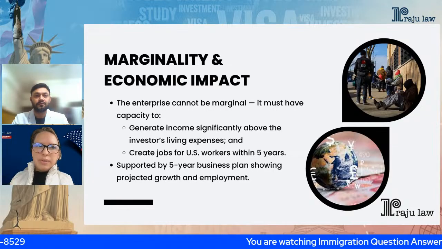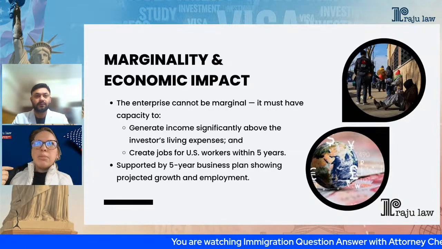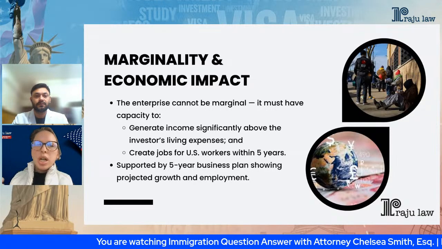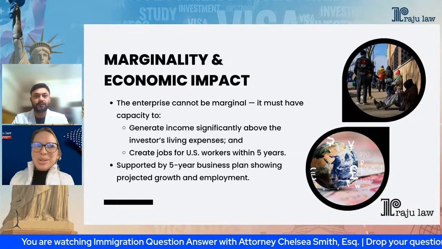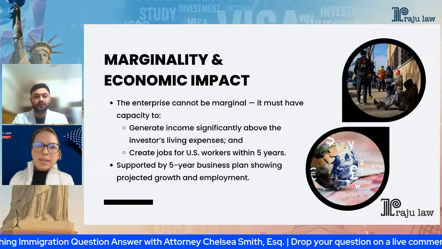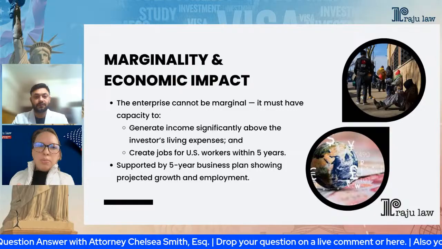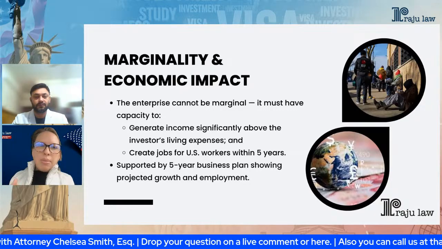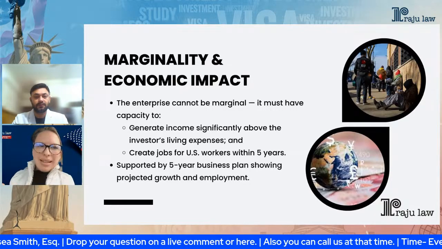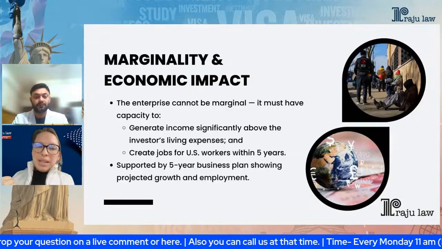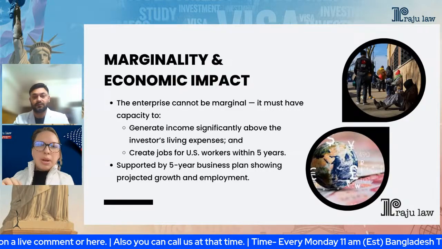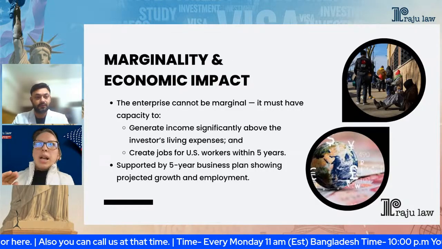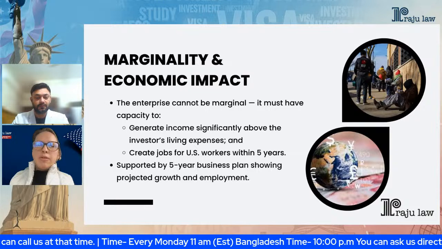So you have your sufficiency of funds. We show that it's a real enterprise with actual operation. But we also want to show that it's going to benefit the United States. And so think about being able to generate income above the investor's living expenses. Think about creating jobs. That's huge. And especially if you can show that it will happen in a short-term period of time over 5 years.